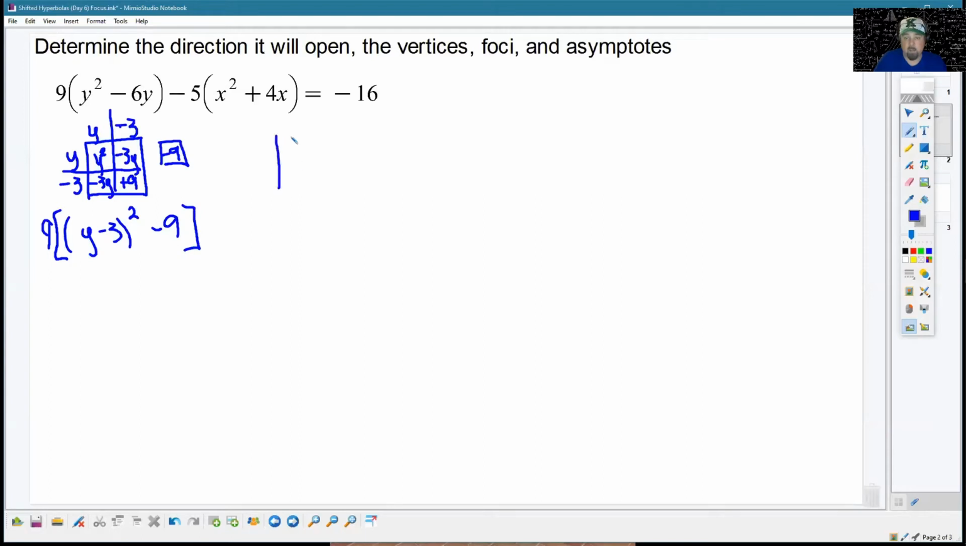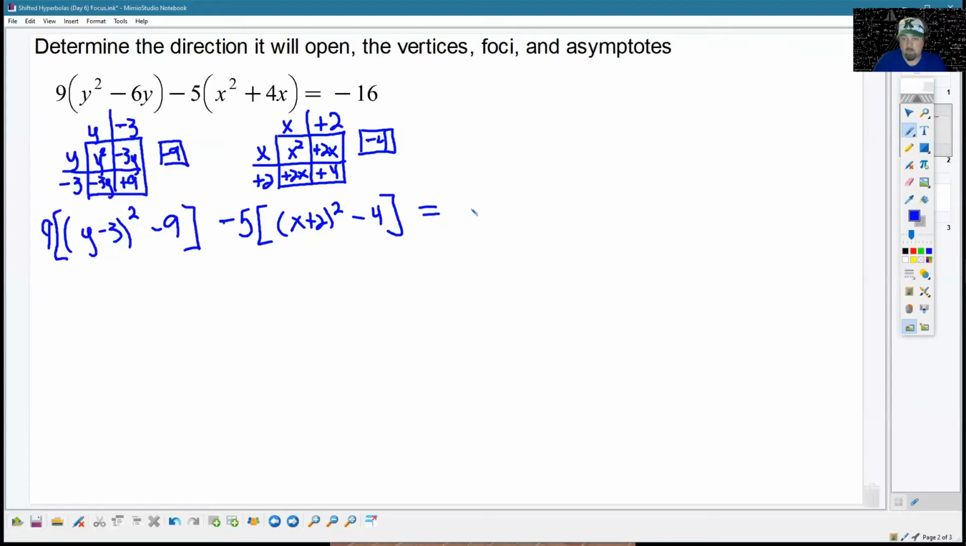I'm going to draw the box with the extra box and factor this one. Same way I just did the last one. X squared, we're going to split the 4 in half. We get 2x and 2x. And then 2 times 2 is positive 4. Means I balance it with a negative 4. And this is going to have a positive 2 in common, and x, and a positive 2. Don't forget about your negative 5. Negative 5, big bracket, times x plus 2 squared minus 4. And then don't forget over here, we're still equal to negative 16.